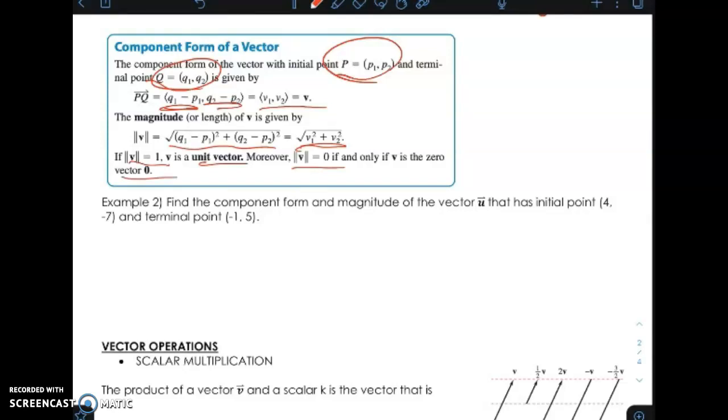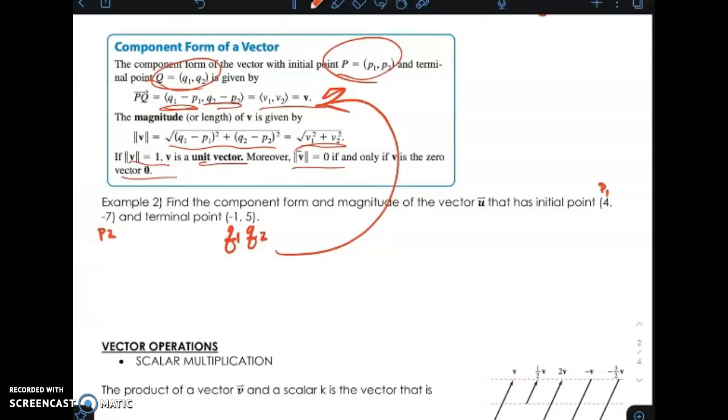Find the component form and magnitude of vector u that has initial point (4, -7) and terminal point (-1, 5). So here what we've got is a P1 and a P2, and we've got a Q1 and a Q2. So if you use this equation up here, we can put it in component form.